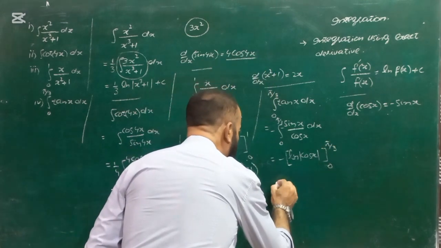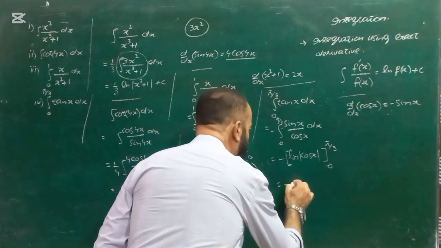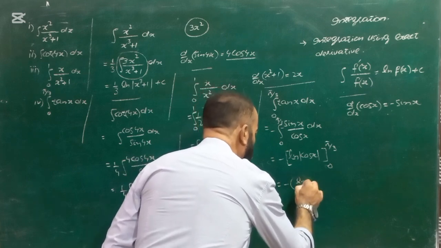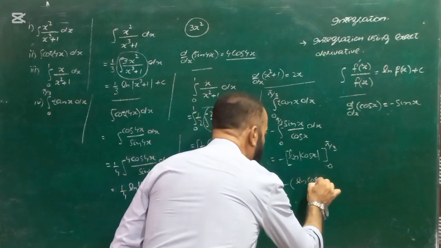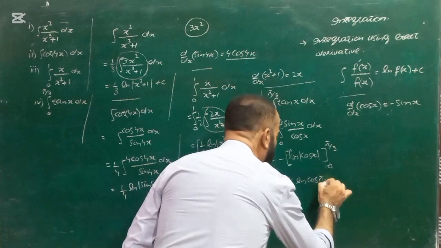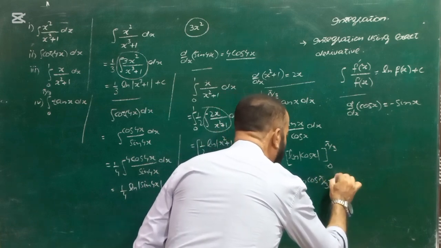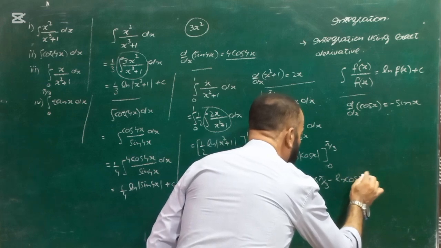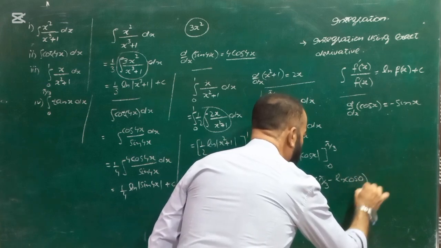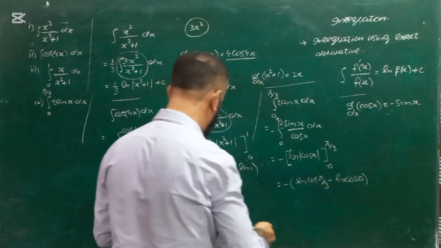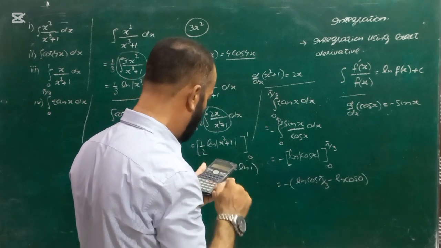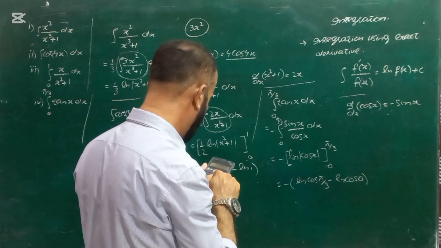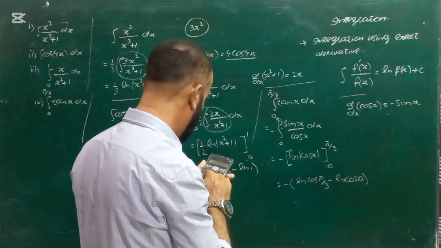Okay, at this step we will apply the limit. So this minus sign is still there. So natural log of cos pi by 3 minus natural log of cos 0. So because pi by 3 is there, change your calculator into radian mode. So natural log of cos pi by 3.